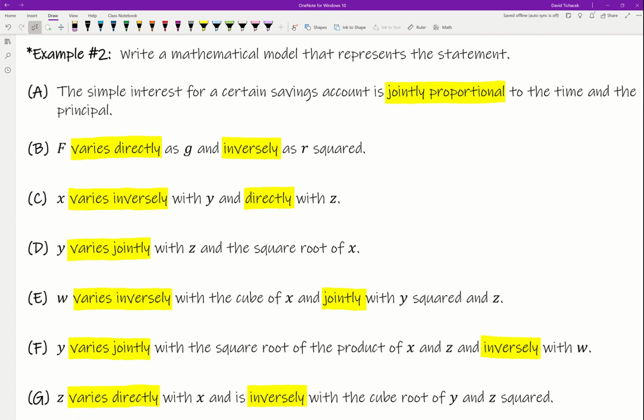So I'm going to skip to example 2 here in the notes, where it says in the directions, write a mathematical model that represents the statement. You notice that I've already done a little bit of highlighting here, because in each one of these examples, they're going to tell you what kind of variation you're going to be working with between your unknowns, okay? So I just want to go through some of these examples and demonstrate how we would write the model for each one.